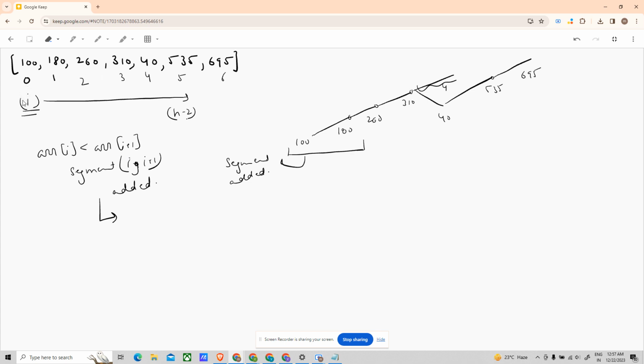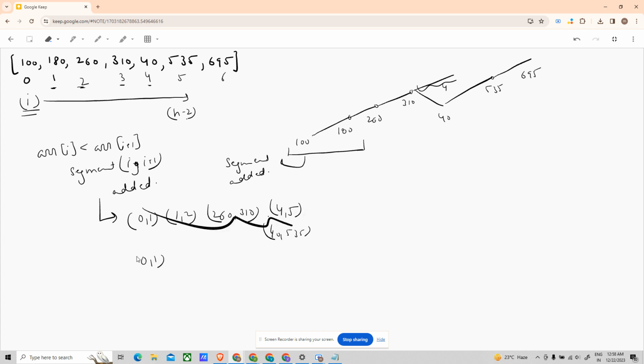Suppose i was at 0. So is 100 less than 180? Yes. So add 0 to 1. i comes here. Is 180 less than 260? Yes. So add 1 to 2. i comes here. Is 260 less than 310? Yes. Add 2 to 3. Is 310 less than 40? No. So move i here. Is 40 less than 535? Yes. So 4 to 5 comes.